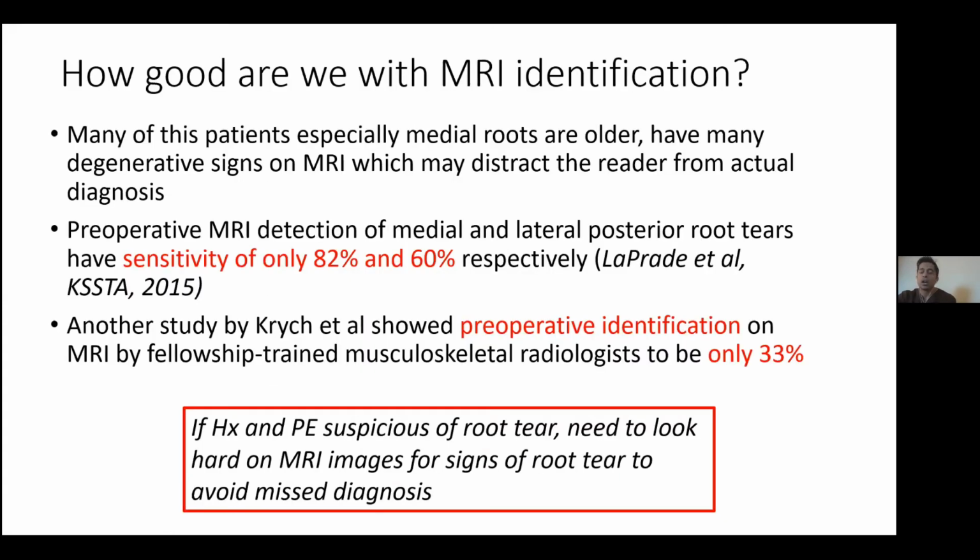So how good are we at MRI identification of these tears? I think the reason a lot of these are even missed on MRI is that many of these patients, especially the older ones, have a lot of degenerative signs on MRI, and this may actually distract the reader from the actual diagnosis itself. Several studies have shown that the preoperative detection has a sensitivity of only 82 and 60%, and even another study showed preoperative identification by fellowship trained radiologists to be only 33%, which is fairly low. So I think the important lesson here is that if the history and physical examination are suspicious, we really need to look hard at the MRI images to make sure we do not miss this diagnosis.